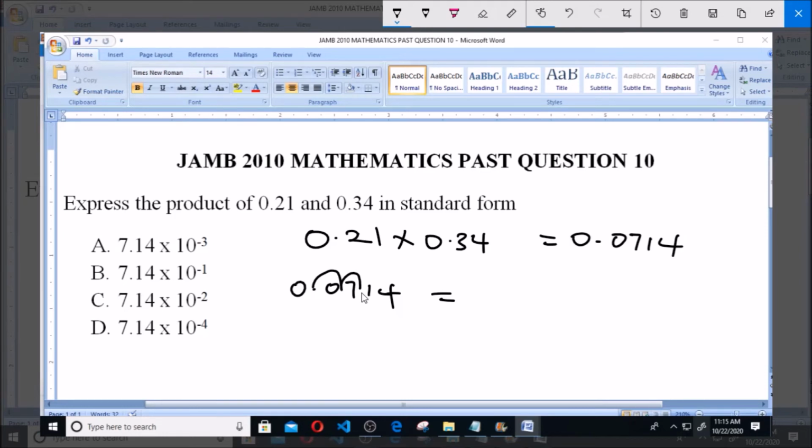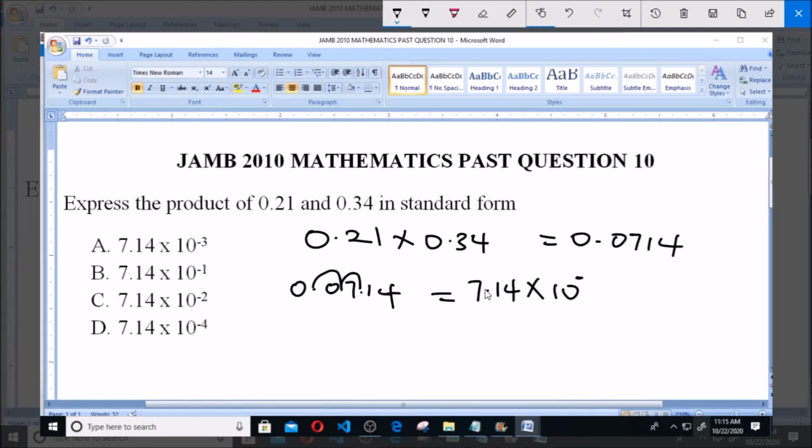Now we'll have 7.14 multiplied by 10. Because we move it to the right, we are going to have a negative power. But if we had moved it to the left, it would have been a positive power. But moving to the left will not give us a significant figure. So moving to the right gave us a significant figure 7.